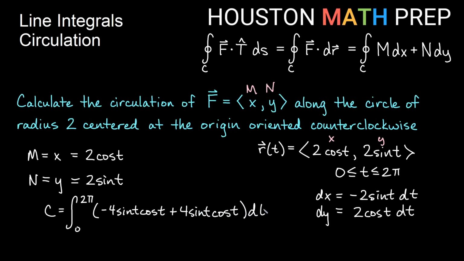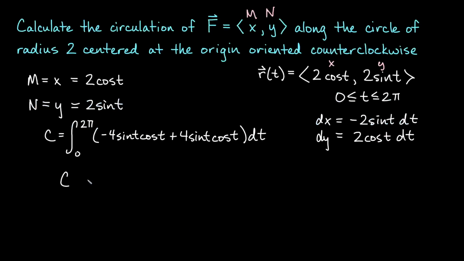Integral of all that dt. And what you might see here is that negative 4 sine t cosine t and plus 4 sine t cosine t is going to give us 0, right? So actually our circulation is going to be the integral from 0 to 2 pi of 0 dt, and the integral of 0, no matter what we plug in for bounds, is just going to be 0. So we get an answer of 0 for the circulation for this one.